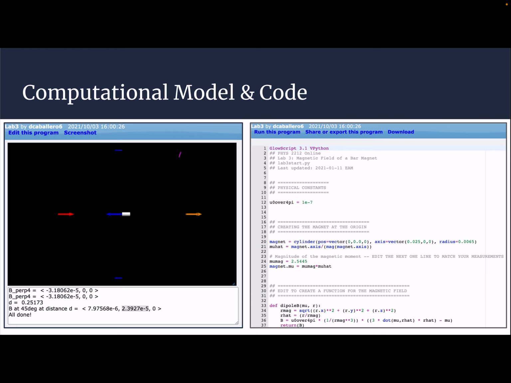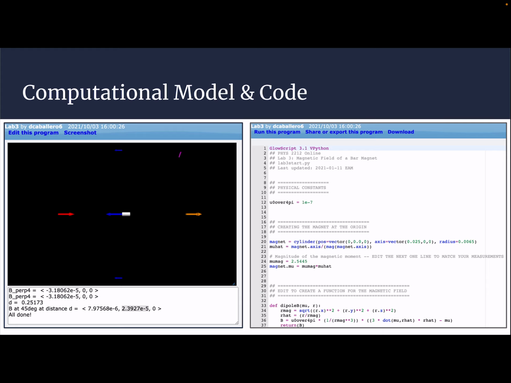From this, I got that my distance was 0.25173 and that the magnetic field at 45 degrees is 7.97568 e to the negative 6 for the x component, 2.3927 e to the negative 5 for the y component and 0 for the z component.